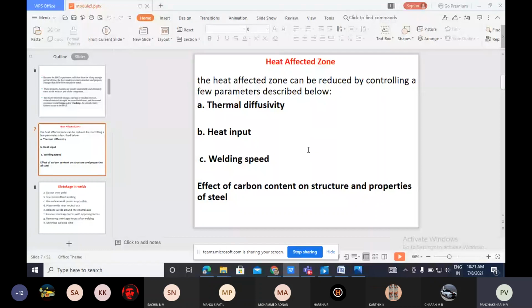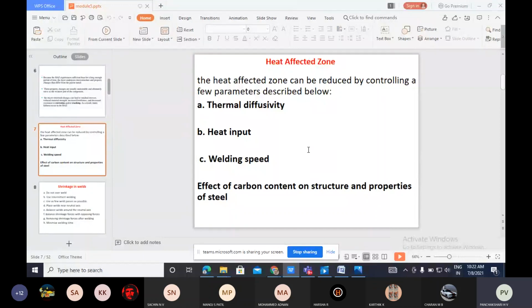If it is going slow, then over deposition takes place. If it is too fast, then there is incomplete or insufficient deposition of the material. So all these things are the effects which are going to be produced.